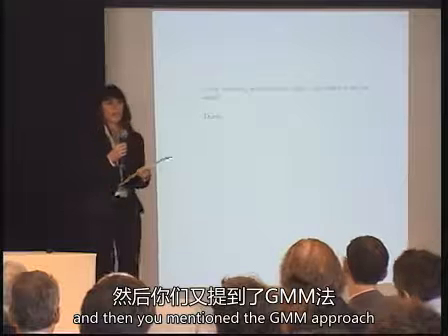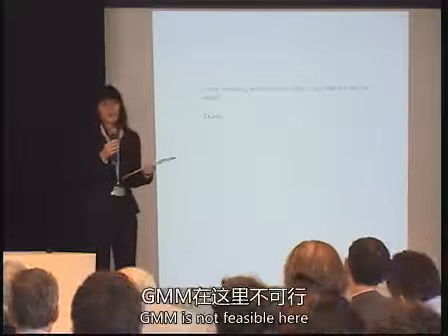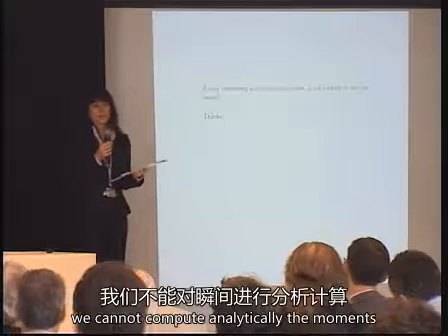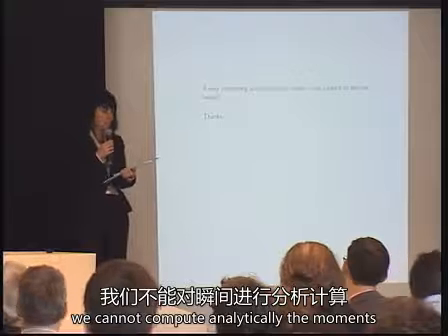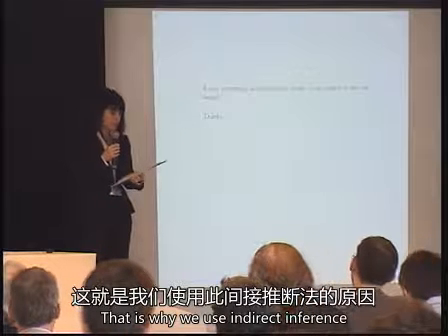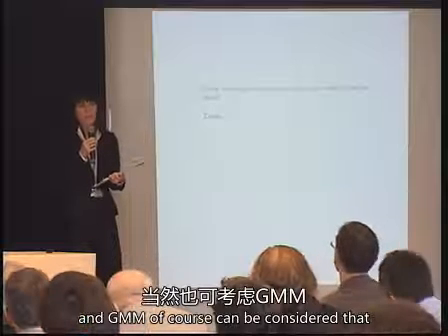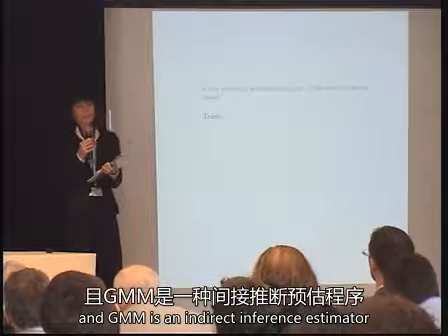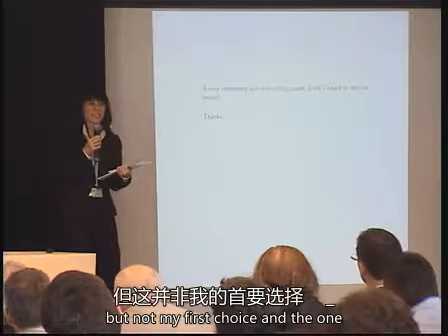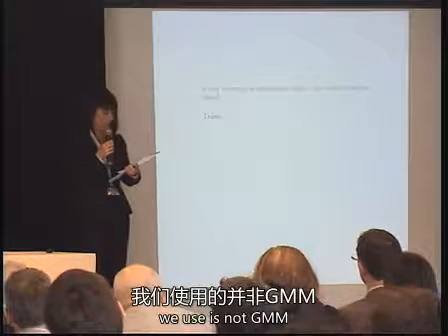You mentioned the GMM approach. GMM is not feasible here because we cannot compute the moments analytically, and that's why we use indirect inference. Now, GMM, of course, can be considered as an indirect inference estimator, but not vice versa. And the one that we use is not a GMM.